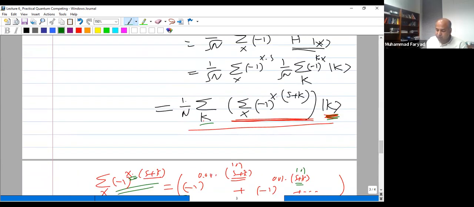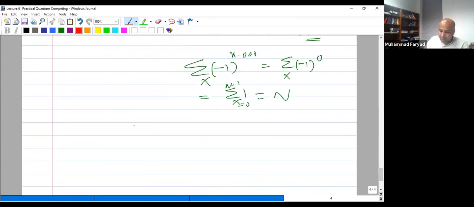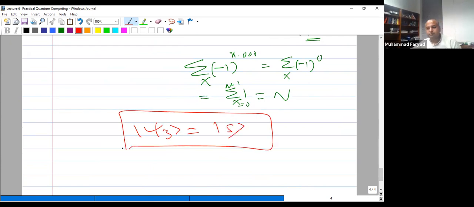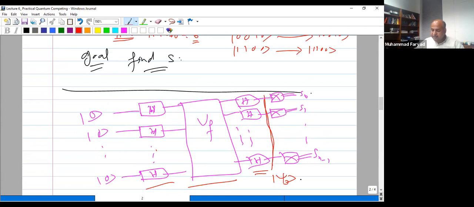And we have 1 over n here. So for that term when k is equal to s, this sum comes to n. So n cancels with n, and my state psi 3 is actually nothing but state s. So at the output here, this psi 3 is actually the state s. So when we measure, we will get this bit string s0, s1 all the way to sn minus 1. Okay, so any question regarding this?